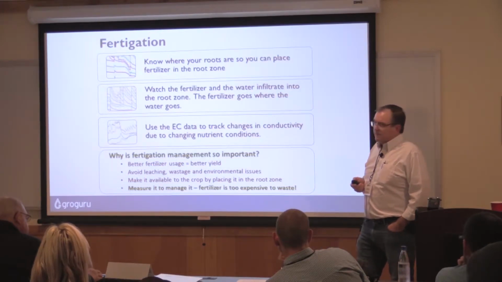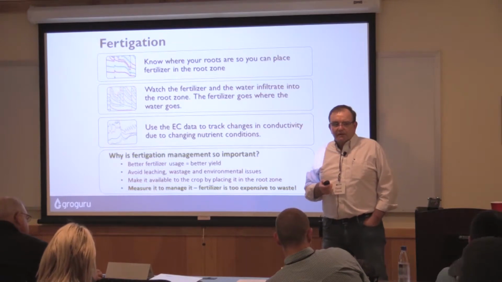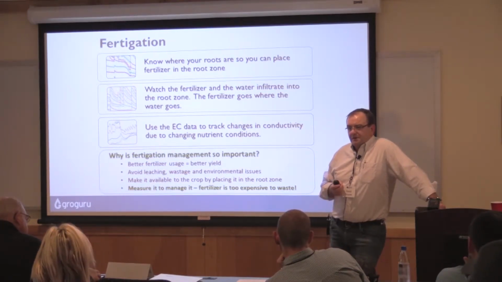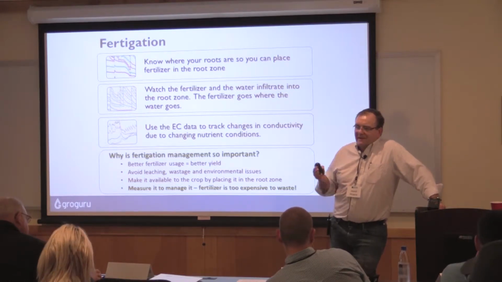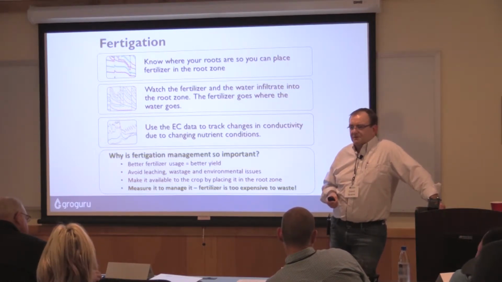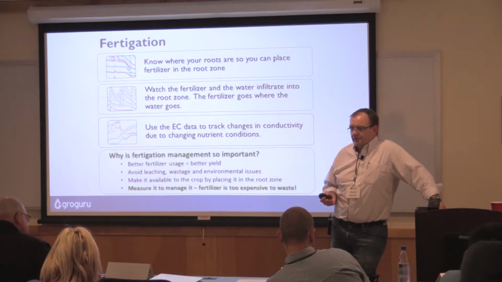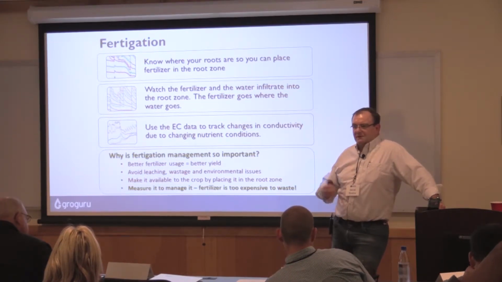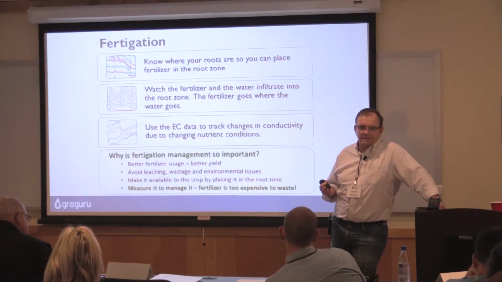Keep going. Let's talk about fertigation. So how can I use soil moisture sensors as a fertigation tool? Well, fertigation by definition is adding fertilizer to the water. So if I can see where the water goes, I know where the fertilizer goes. I want to apply the fertilizer to my root system. Well, if I can see where my root system is, I know where the target is.